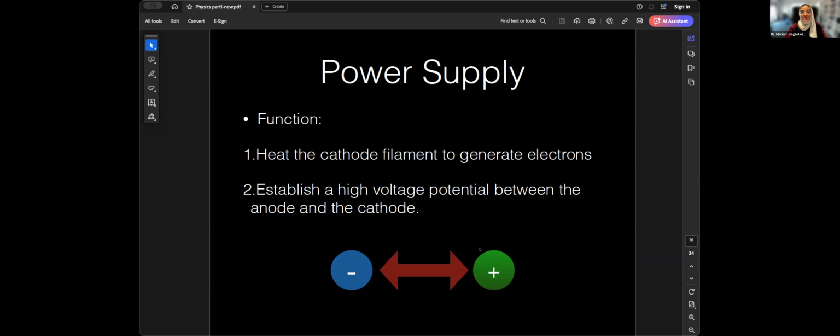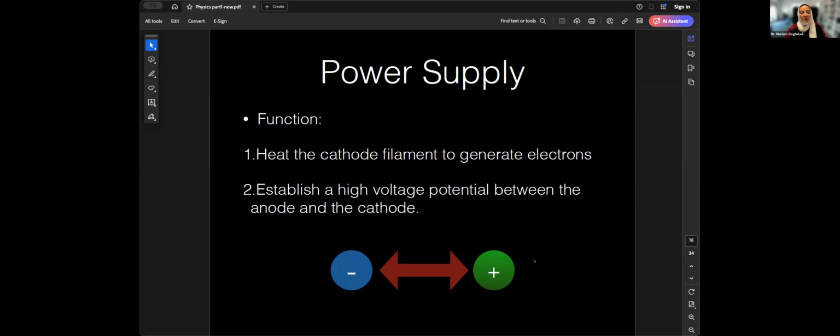The second thing is, after we boil off these electrons, remember, I want them to move very fast to hit the target to produce photons. How do I make them move very fast? I create a potential difference between the two sides, so that the electrons can move from the negative cathode to the positive anode. So, to establish a high voltage potential between the anode and the cathode, which allows the electrons to move very quickly from one side to another.